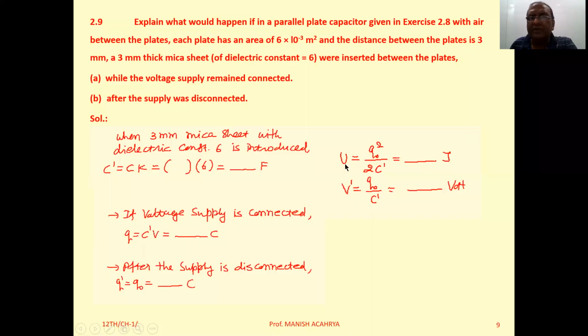Now here energy is also calculated. So energy, that is Q0 square by 2C dash. Q0 that we calculated in the previous example, C dash here we calculated, you will get the answer. And the potential difference, that is V dash equal to Q0 by C dash. So you will get the potential difference also.